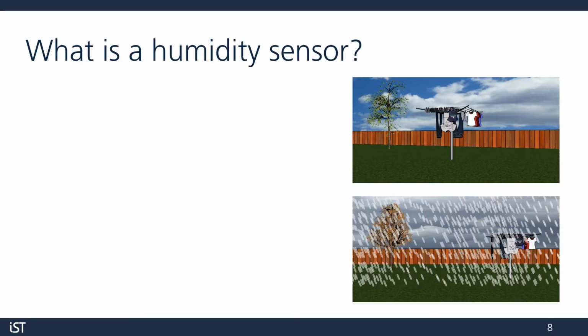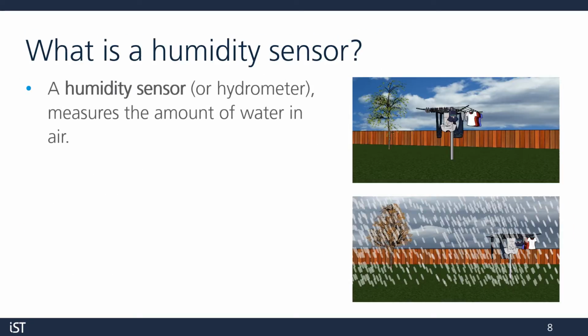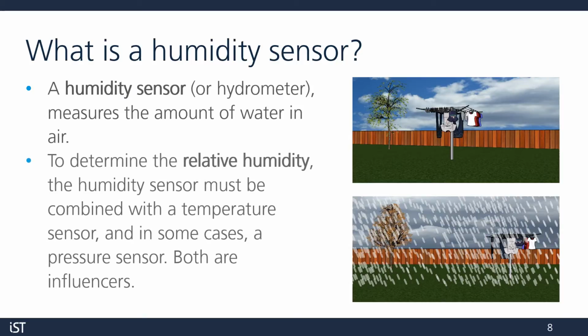What's a humidity sensor? A humidity sensor, sometimes referred to as a hygrometer, measures the amount of water in the air. To measure the relative humidity, we also need to know the temperature of the air. So we'll need to measure temperature as well, either with a separate sensor or with a humidity sensor with onboard temperature measurement. You can learn more about temperature measurement in our temperature sensor webinar.